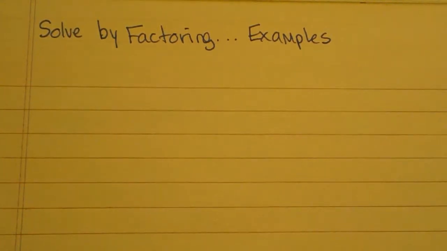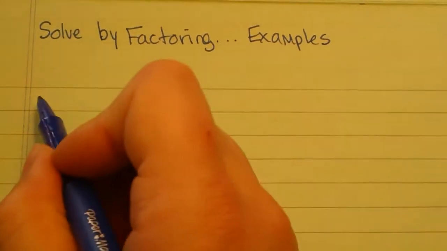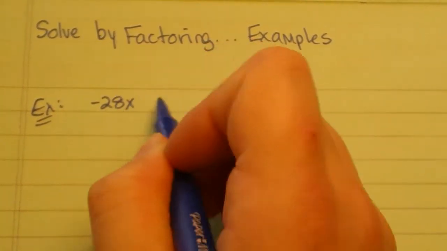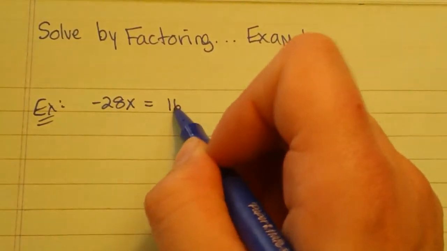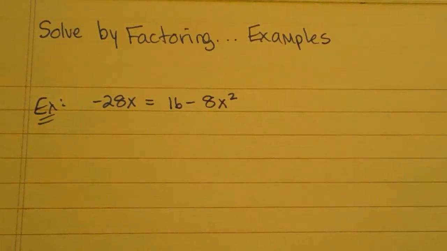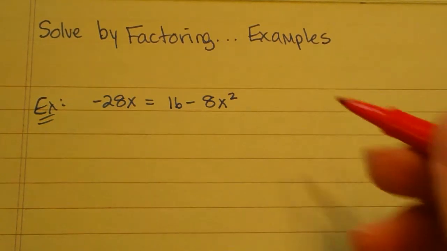What we're going to be working on right now is solving quadratic equations by factoring, doing some examples. So we'll start with this one. Negative 28x equals 16 minus 8x squared. And before we can solve an equation by factoring, what we're going to want to do is get the equation equal to 0. And we also want to write it in standard form.